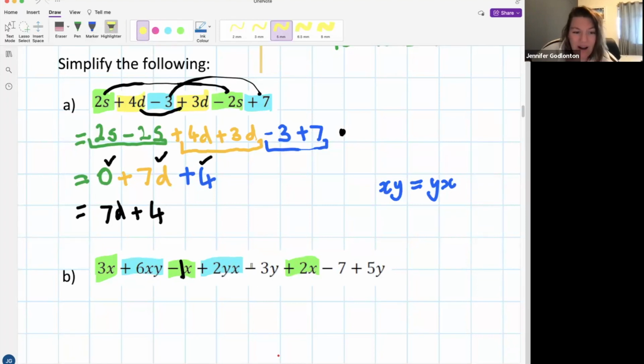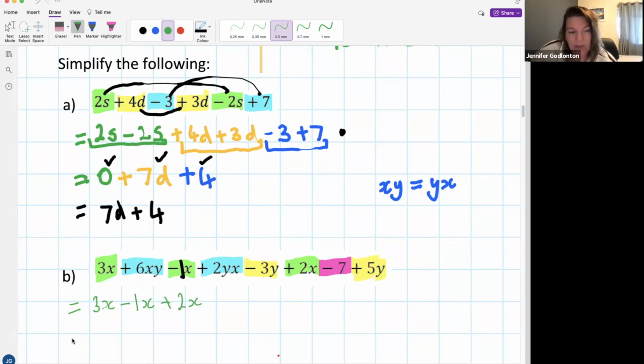Then we have got this negative 3y over here and this 5y over here. And oh, goodness, what did I not do? I didn't include the sign. And then we've got this lonely little minus 7 right at the end. Okay, so let's look at our greens. Let's kind of go as we go along. I'm going to do it sort of step by step. I've got 3x minus 1x plus 2x. Those are my greens. What would that give me?